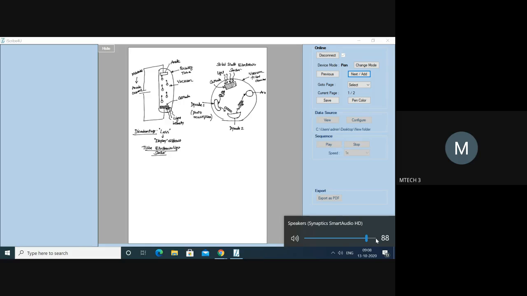Now this is related to what are called photo emissive sensors. Is this clear to you? Shall I proceed to the second one? Yes, sir.